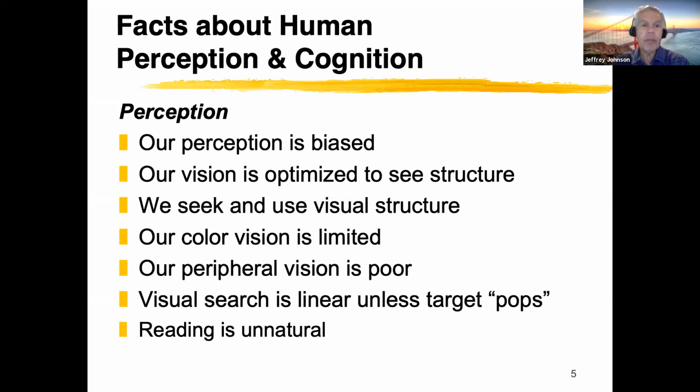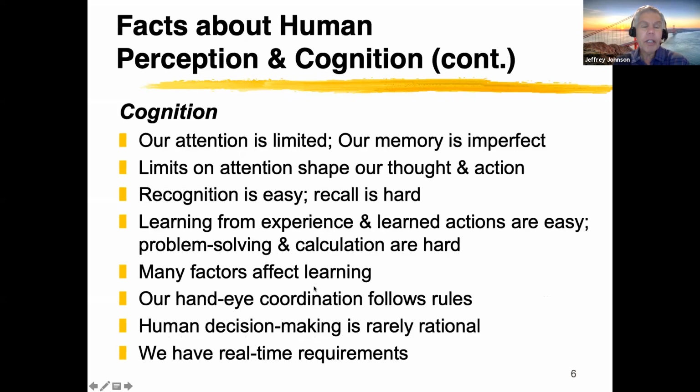For human perception, the book talks about how perception is biased, how vision is optimized to see structure, etc. This is a list. I won't necessarily read it to you. And then human cognition, how we think. Attention is limited, memory is imperfect, limits on attention shape our thought and action. Hand-eye coordination follows rules. Human decision-making is rarely rational, things like that. And so that's what the book covers. I have 45 minutes, so I'm going to cover a small subset of those things.